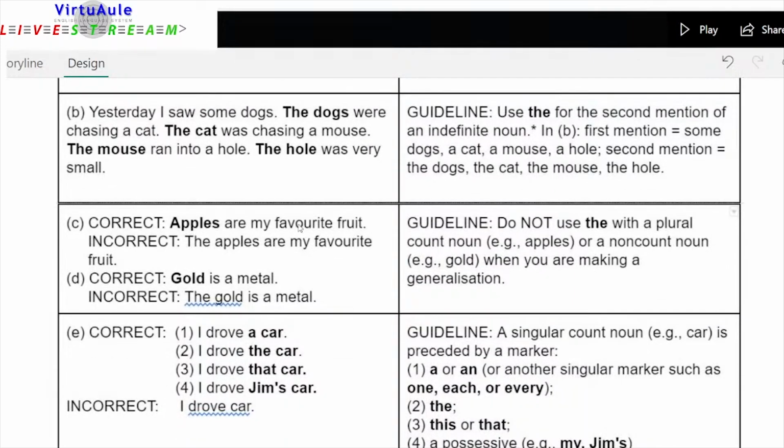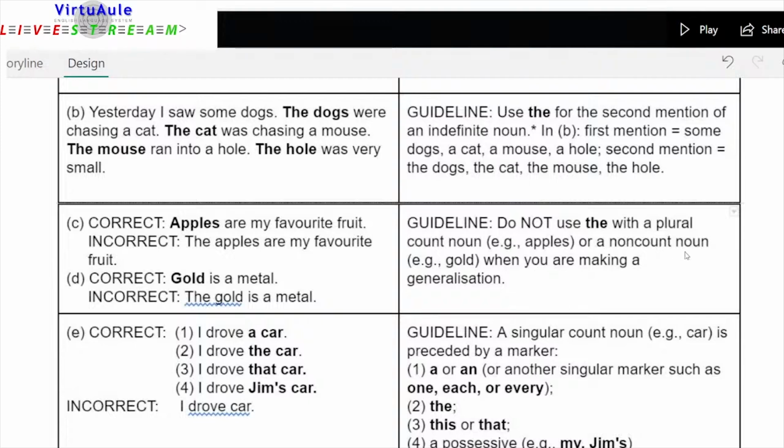C. Correct: Apples are my favorite fruit. Incorrect: The apples are my favorite fruit. Correct: Gold is a metal. Incorrect: The gold is a metal. Guideline: do not use "the" with a plural count noun. In other words, apples. Apples is countable: 1 apple, 2 apples. And so with the plural, we don't use "the."